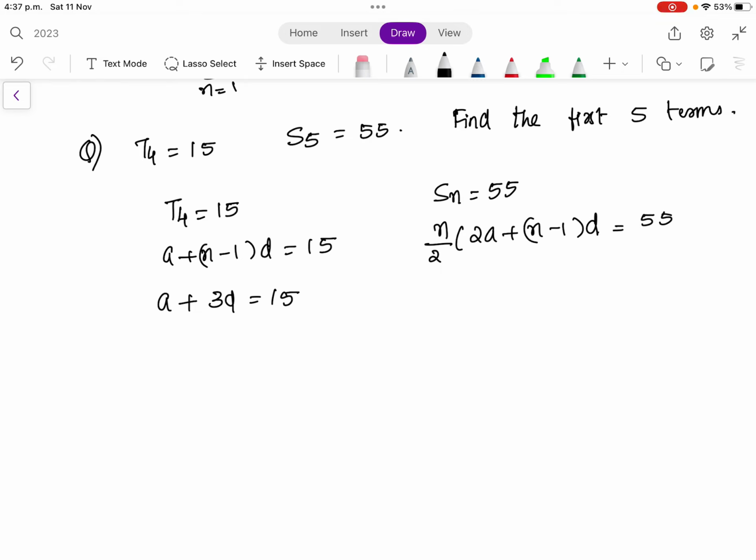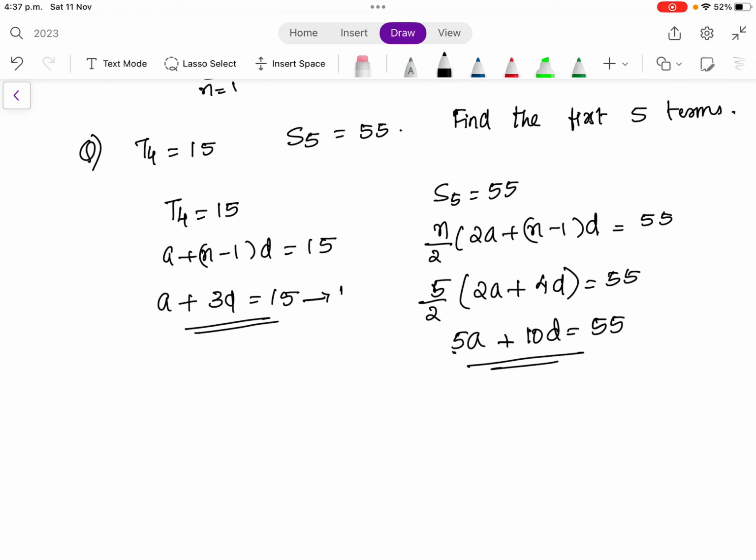Okay, now simplifying this, so it's not Sn, it is S5 is equal to 55. Okay, so 5 over 2 and 2a plus 5 means 4d is equal to 55. So if you simplify this further, this 2 and 2 will get cancelled. So it is 5a plus 10d is equal to 55. So this is another equation.